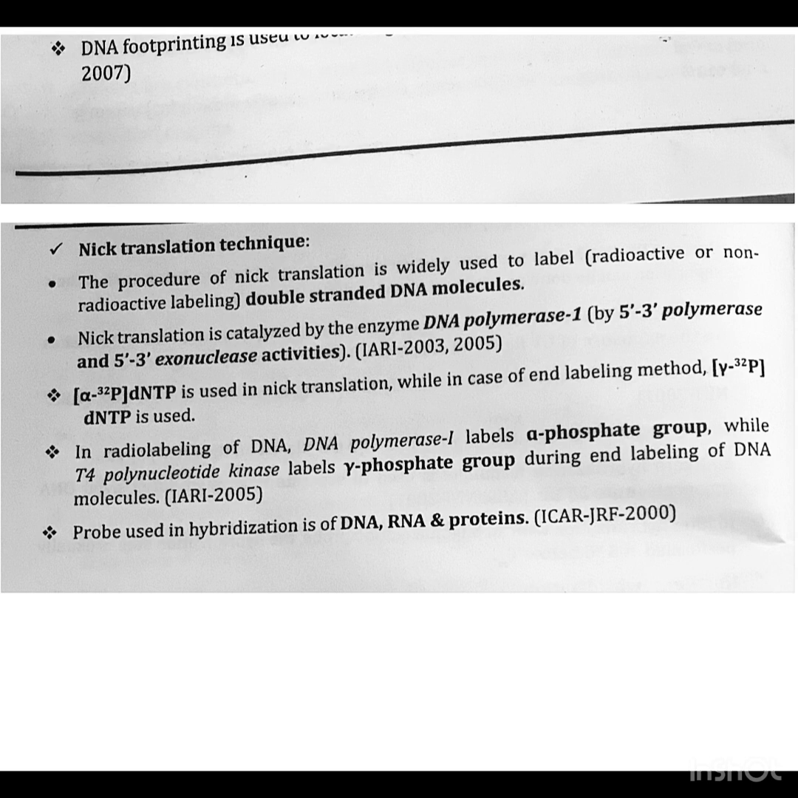Alpha phosphorus 32 dNTP is used in nick translation, while in the end labeling method, gamma phosphorus 32 dNTP is used. In radio labeling of DNA, DNA polymerase 1 labels the alpha phosphate group, while T4 polynucleotide kinase labels the gamma phosphate group during end labeling of DNA molecules. IARI 2005 question. Probes used in hybridization are of DNA, RNA and proteins. Question asked in ICAR JRF 2000.